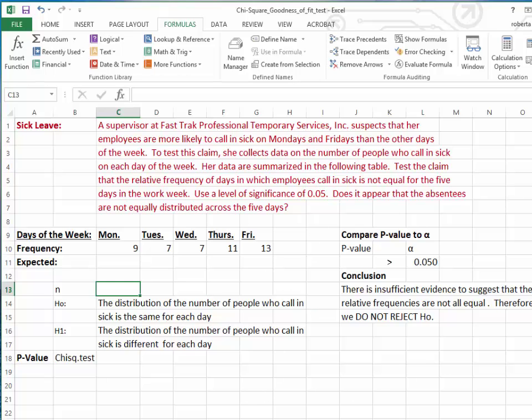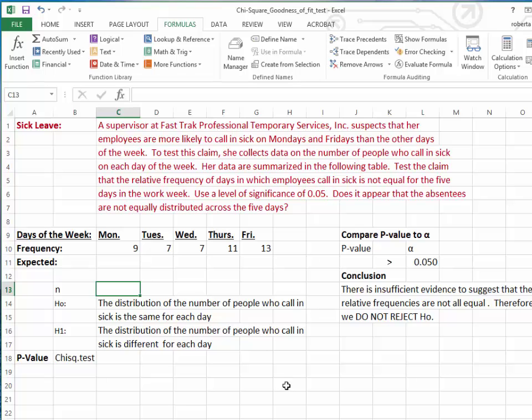And we want to be able to determine if the number of people who actually call in sick is significantly different on any one of the days during the week. So let's see what we're reading. A supervisor at Fast Track Professional Temporary Services suspects that her employees are more likely to call in on Mondays and Fridays than any other day of the week.